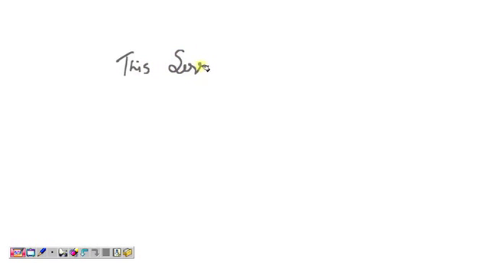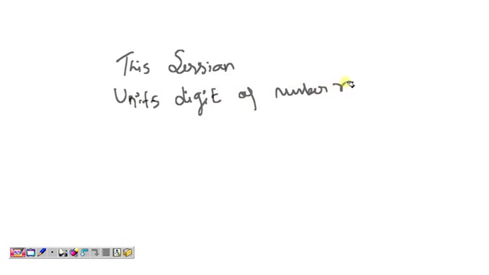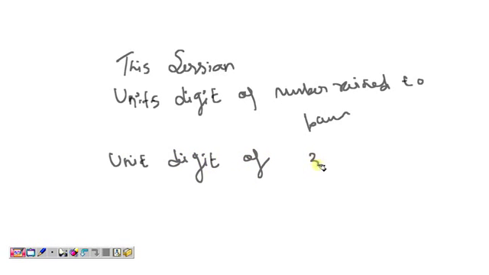So what we're going to discuss in this session is the units digit, how to find the units digit of numbers raised to a power. Say for example, the question may come like, find the unit digit of 3 power 42. So how are we going to approach this?